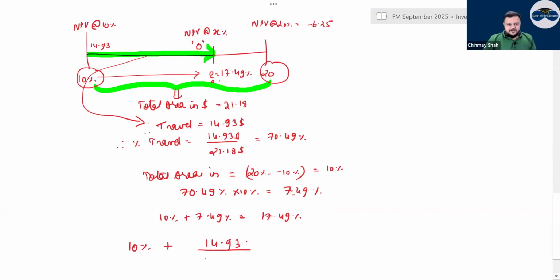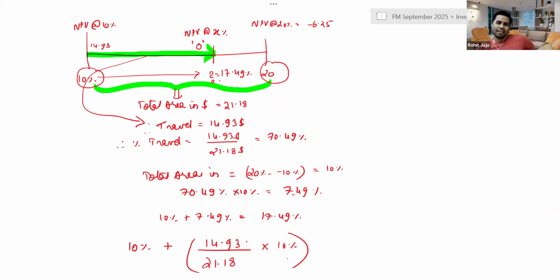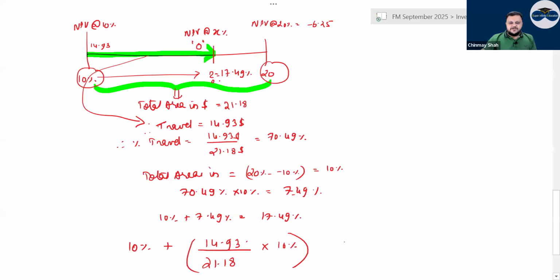Divided by 21.18 total area, multiplied by, sir, how much is the area between two percentages? 10%. This one bracket. Calculated once again. Is that the formula? Coming to it. Yes. 14.93 divided by 21.18 into 10%. Do it, can you calculate? 17.49%.